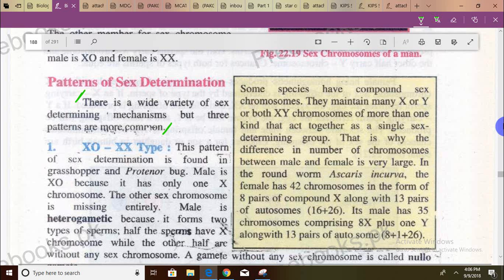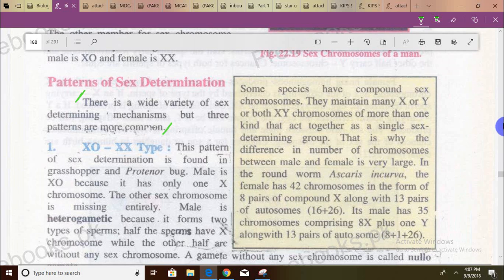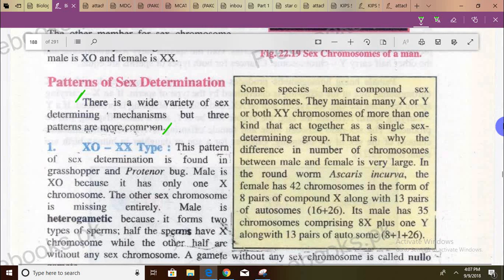So it's possible for the male and the female of the same species to have different chromosomes, in case they ask this in an MCQ. Compound sex determination. So we're done with this. Let's move onwards.